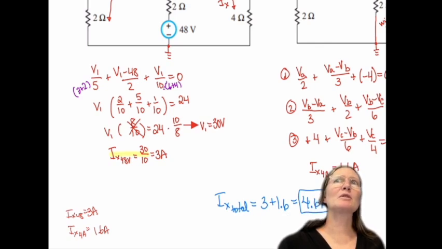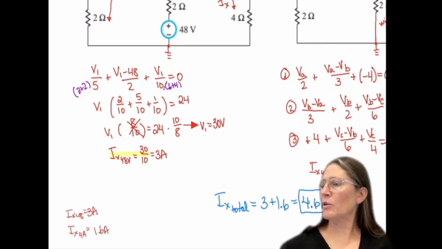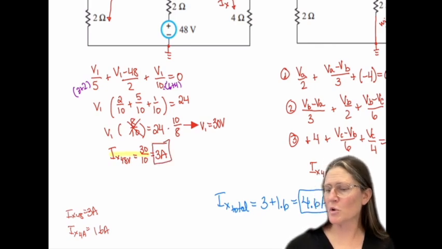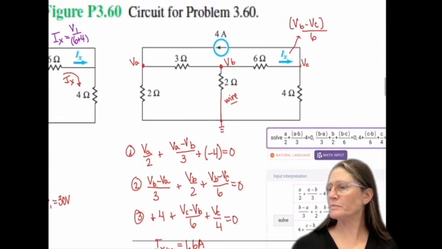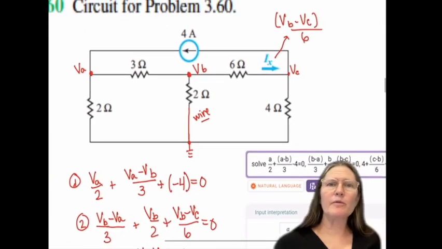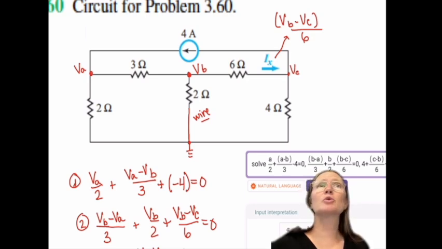Everybody following that one? Okay. Any questions about this part of the solution? Okay, so this one is 3 amps is your value for when IX is the 48 contribution. Then for the 48 volts being ground or going to 0, that becomes a wire, and then the 4 amps.